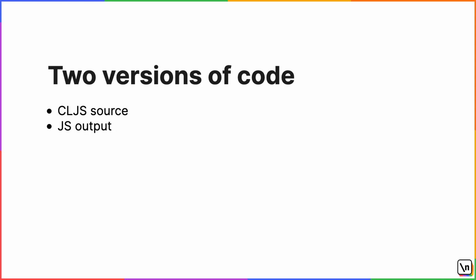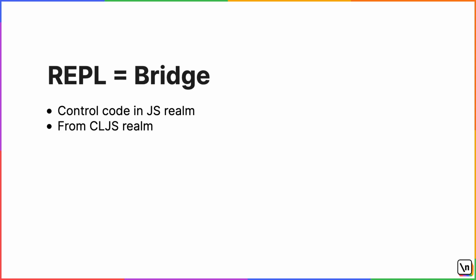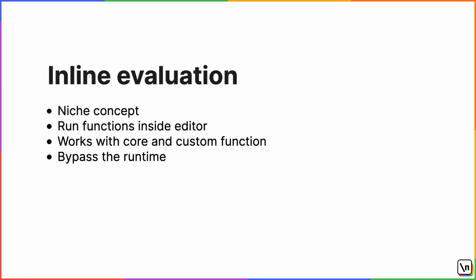To test our code, we need the JS version to run, but modifications are made to the CLJS version. The REPL provides a bidirectional bridge between these two realms. It lets you control execution of code in the JavaScript realm without leaving the ClojureScript realm. Inline evaluation is a niche concept.